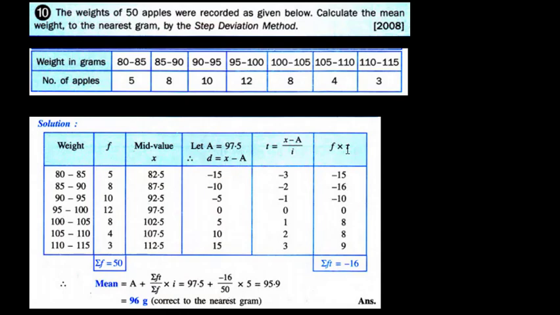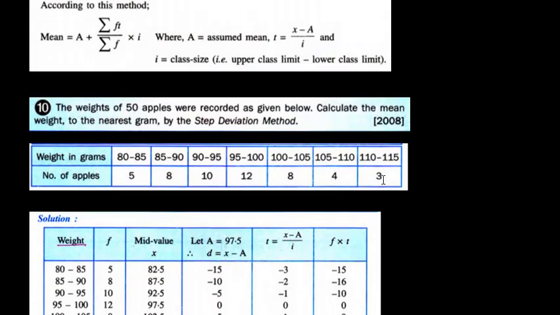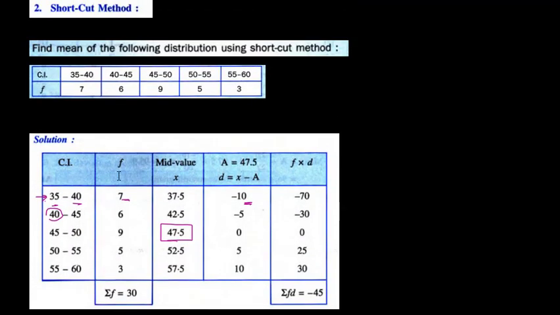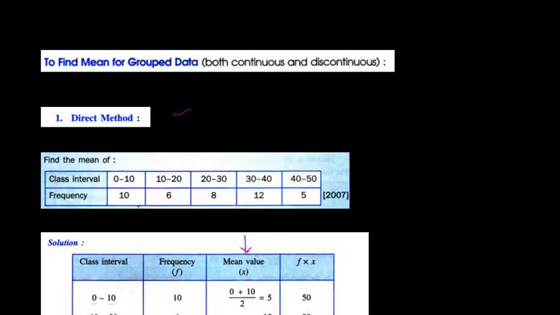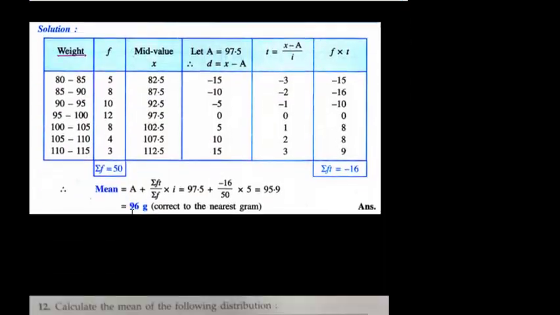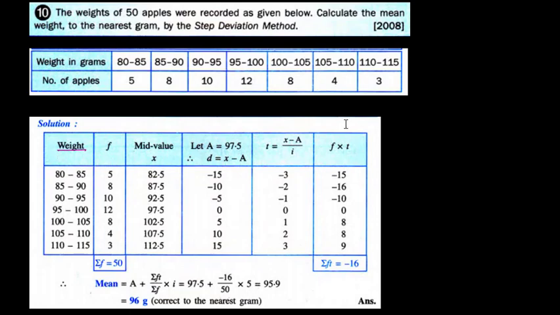We have to calculate the mean weight to the nearest gram by the step deviation method. First we will write weight and its frequency. In place of weight, you can also use the term class interval, CI. In all the problems we have seen, we have used class interval, and here also you can use class interval. And then we have the frequency given.